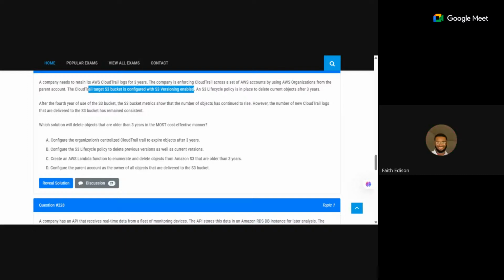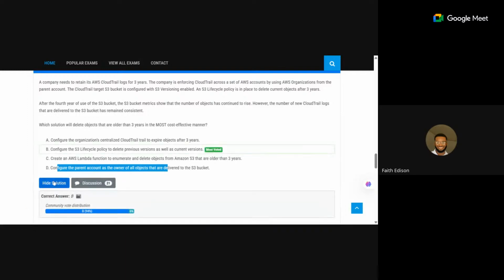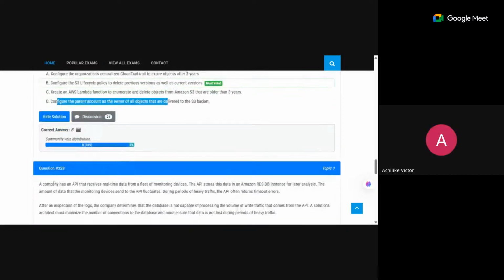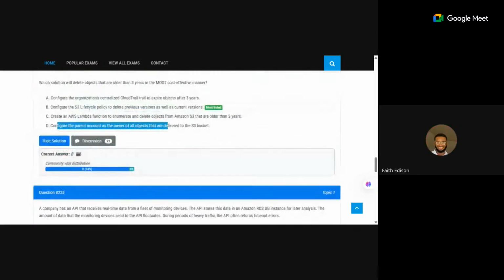So this one says configure the parent account as the owner of all objects. That doesn't even address the issue. So I think B makes the most sense, yeah. Cost-effective manner. Yeah.